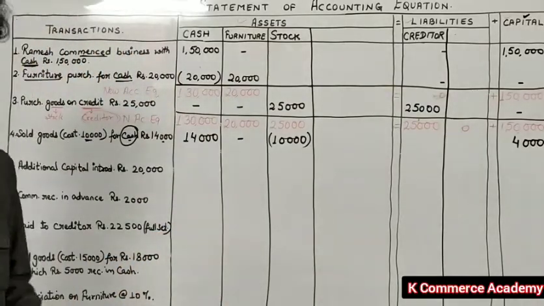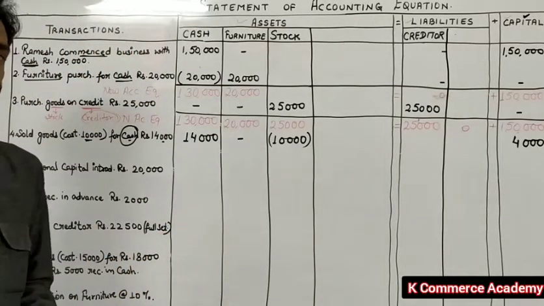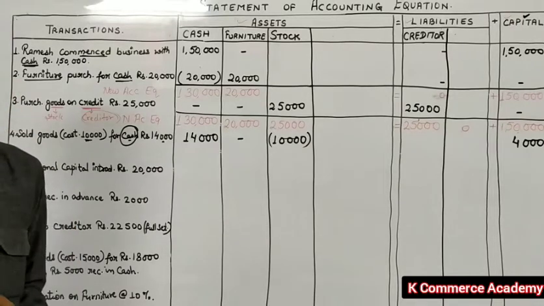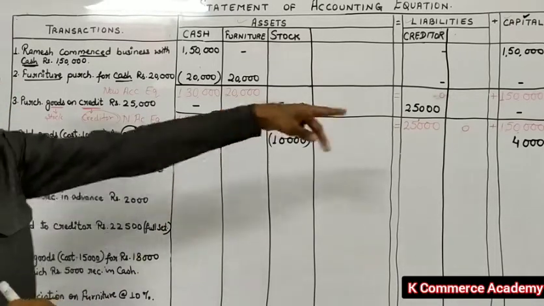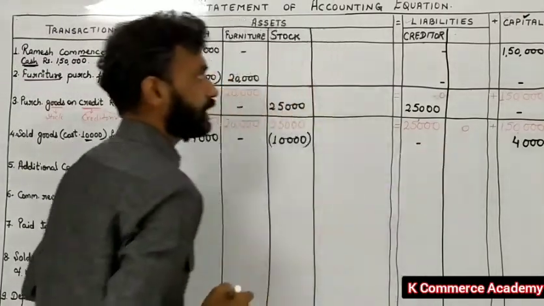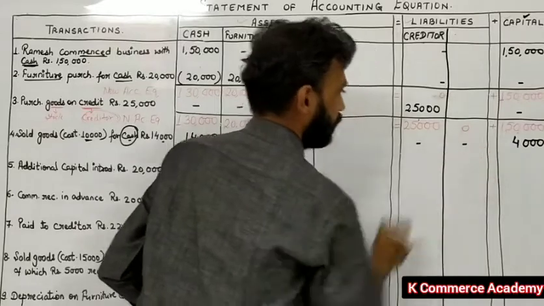The profit is added to capital. The income is added to capital. The additional capital introduced during the current accounting period is also added to capital. So the profit has been added to capital, though there is no change in creditors or any other liability.